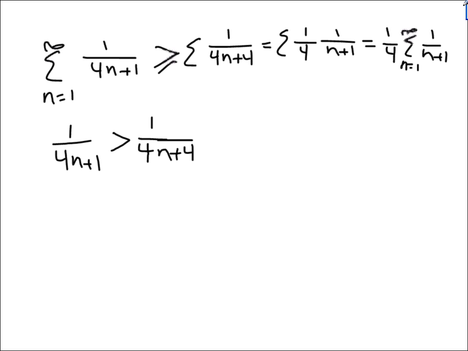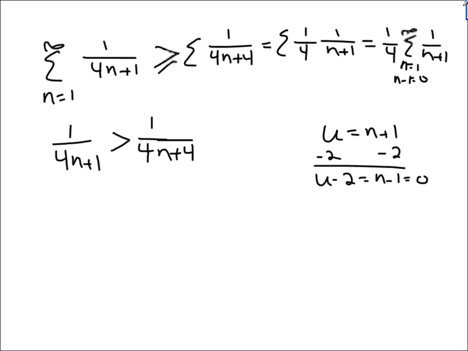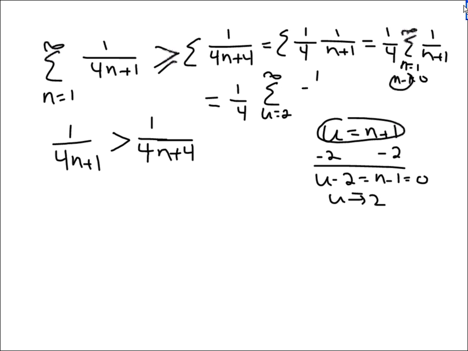If I make a substitution change, let's see if this is going to work. If I let u be n plus 1, then if n starts at 1, then u starts at 2. So this is equal to 1/4 the summation, with n equals 1 becoming u equals 2. U goes from 2 to infinity, and we have 1 over u.